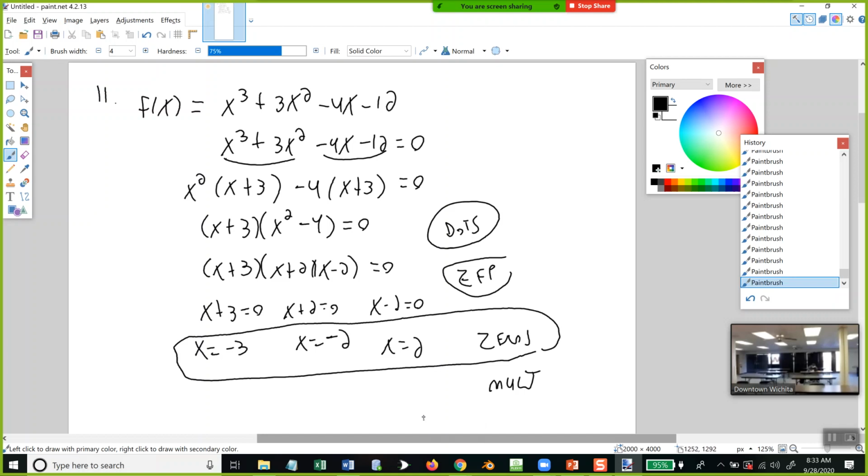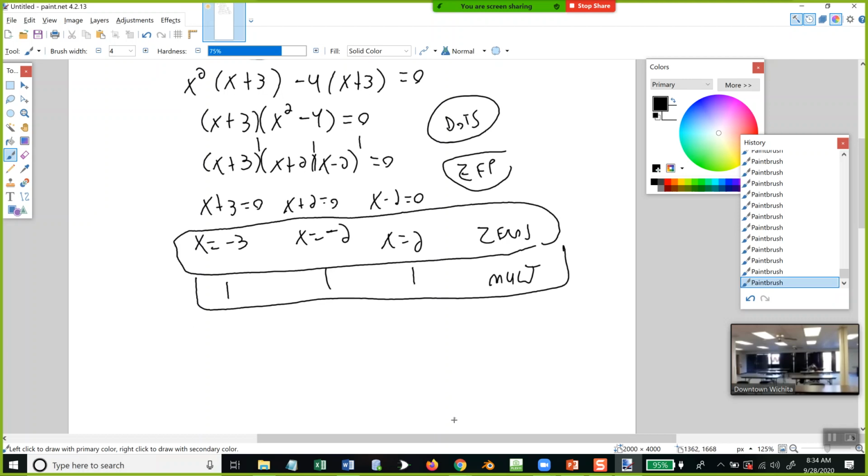Now they also want us to find our multiplicity. And none of these have powers, but if we were to put a power on them, it'd all be the first power. There's an implied 1 if there isn't a power. So multiplicity of all these would be 1. Now touching and crossing, since they all have odd multiplicities, that means that these cross.